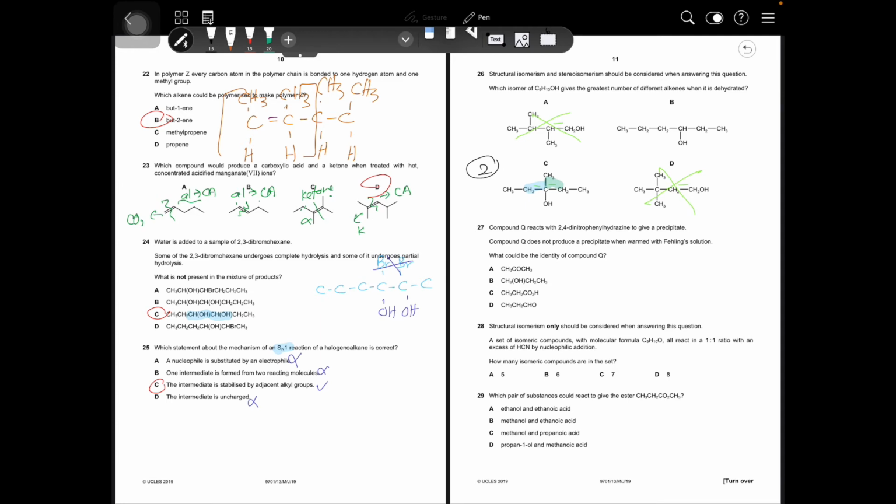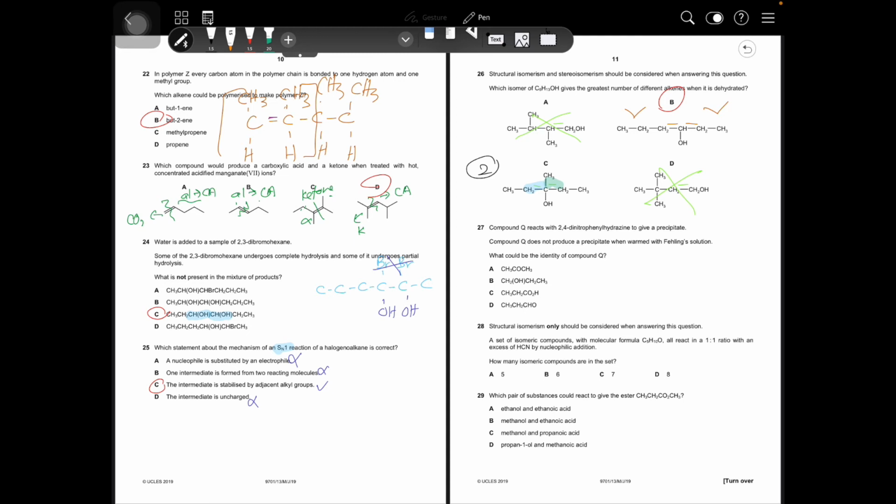For B, upon dehydration, it can produce double bond on the left hand side or on the right hand side. And on the left hand side, it will produce hex-3-ene. And hex-3-ene has 2 isomers, cis and also trans. And if it falls on the right hand side, the double bond, it will produce hex-2-ene. And this hex-2-ene also produce cis and trans. Therefore, in total, you have 4 products from B. Hence, this is the answer.